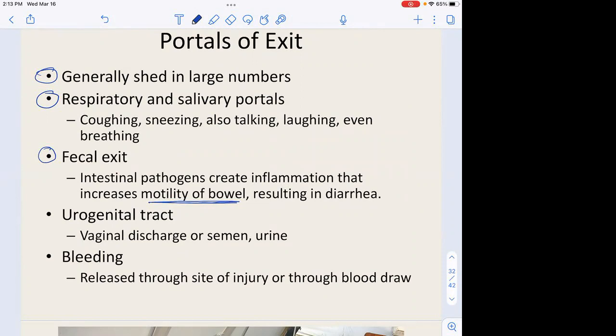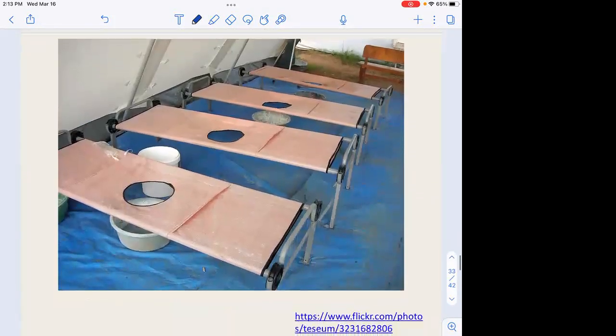Urogenital tract. This is less common. Pathogens leaving in urine is less common, but of course, sexually transmitted infections will leave through semen or vaginal discharge. Bleeding, that's another one. So, a blood draw or a dirty needle, something like that. Okay, so those are your portals of exit.